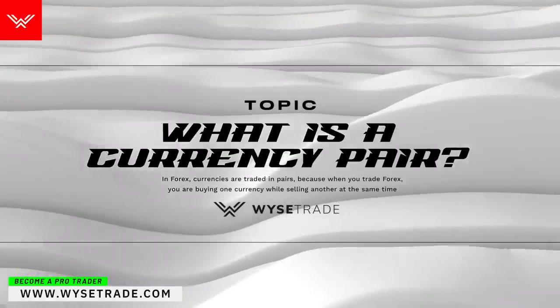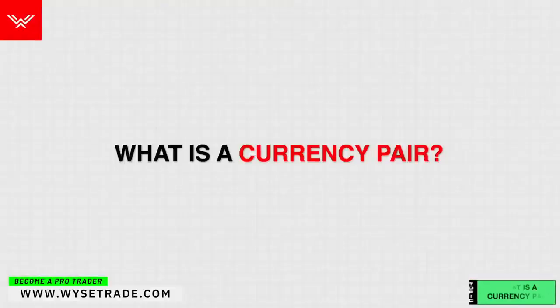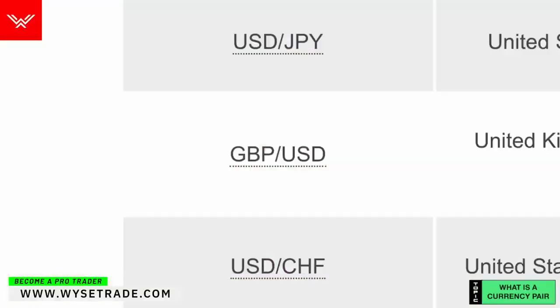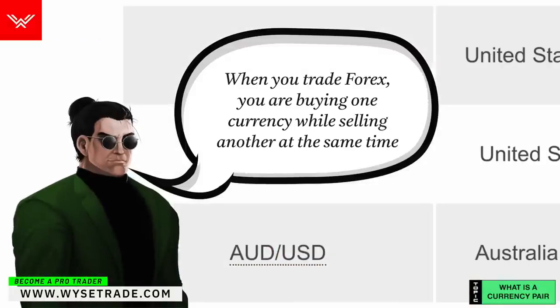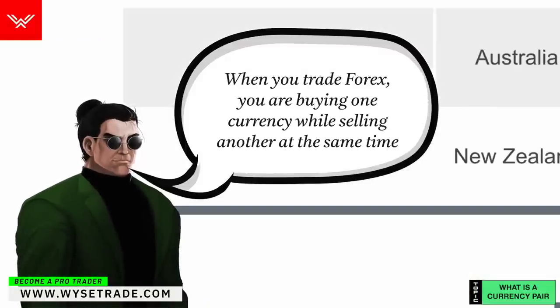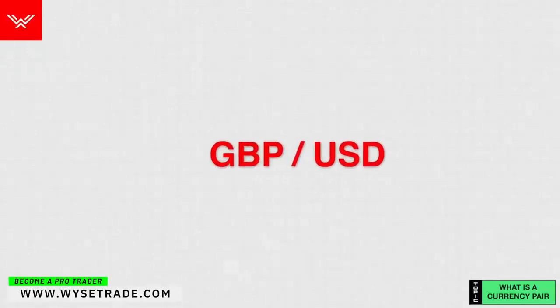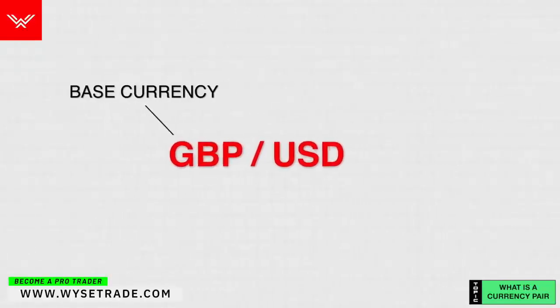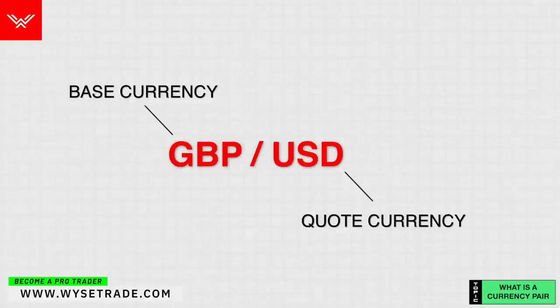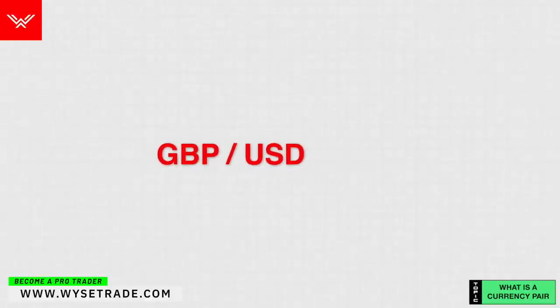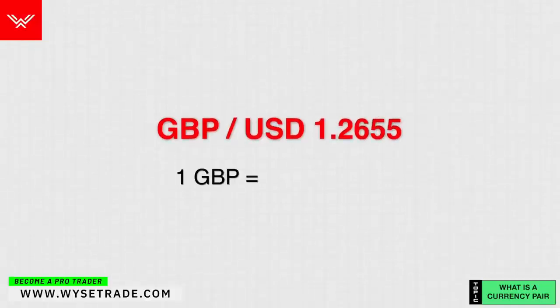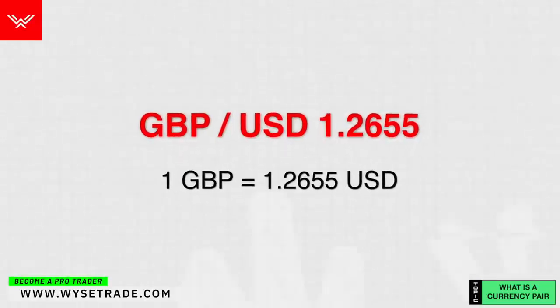What is a currency pair? In Forex, currencies are traded in pairs, because when you trade Forex, you are buying one currency while selling another at the same time. Let's look at the pound-dollar currency pair, for example. The first currency in a pair is the base currency, and the second currency is the quote currency. Let's say you get a quote of pound-dollar as 1.2655. This means for every 1 pound, you get 1.2655 of US dollars. There is always an invisible one beside the base currency on the left.